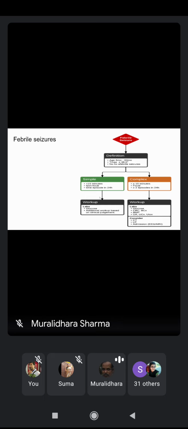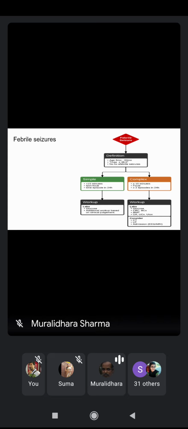If the attack is lasting for more than 15 minutes, or if the patient has more than 2 episodes in 24 hours, then that patient has to be considered as a possibility of epilepsy and anti-epileptic treatment is required. If it is less than that, then it could be simply considered as a febrile pathology, and simple febrile seizures can be managed as such.